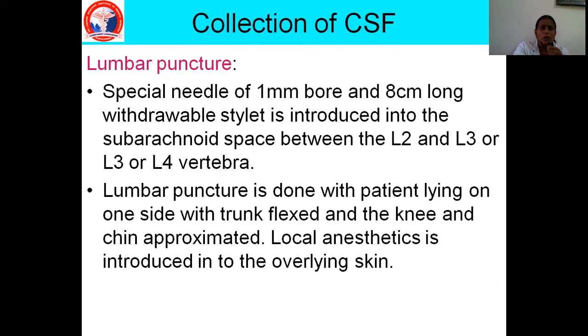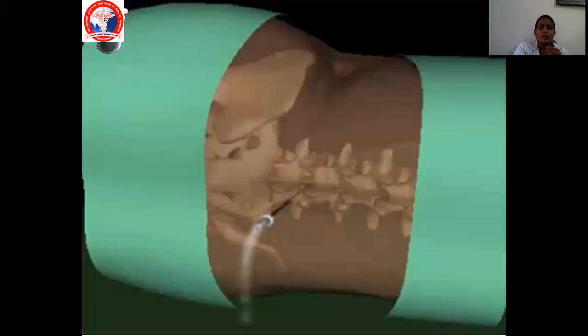So first one is the lumbar puncture. A special needle of 1 mm bore and 8 cm long with a withdrawable stylet is introduced into the subarachnoid space between the L2 and L3 or L3 and L4 vertebra. Lumbar puncture is done with the patient lying on one side with the trunk flexed, and knee and chin approximated. The local anesthetic is introduced into the overlying skin.